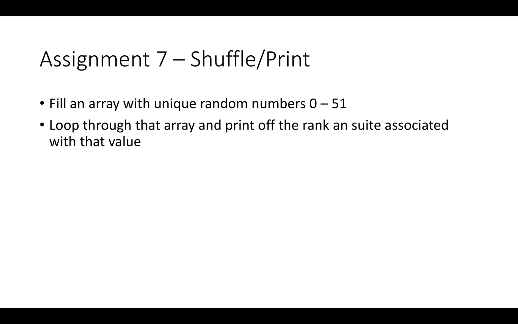Remember that the first thing that is due, which is now due on Sunday at midnight, is the shuffle print. I want you to fill an array with unique random numbers from 0 to 51 and loop through that array and print off the rank and suit associated with that value.